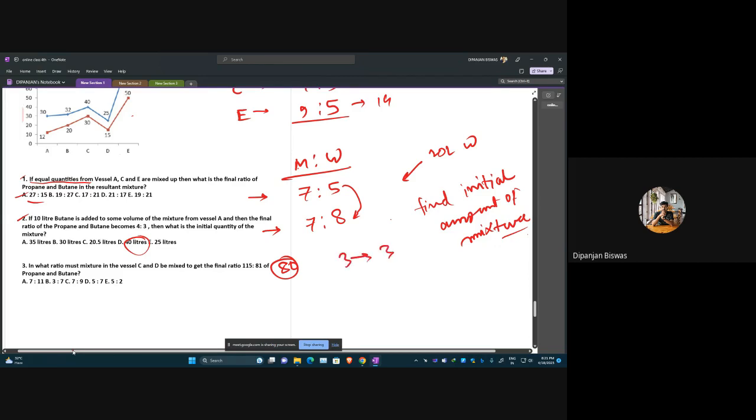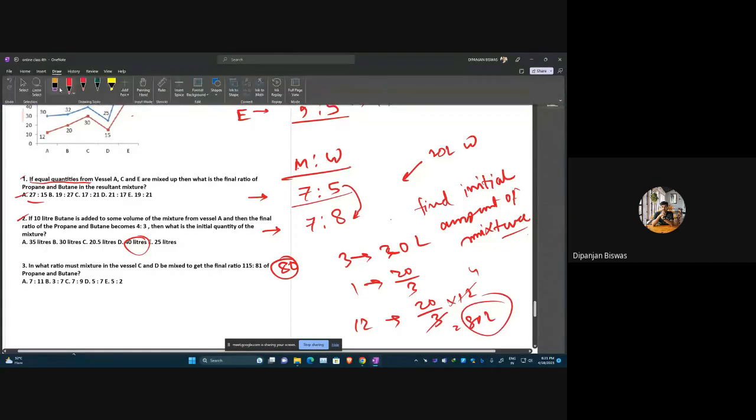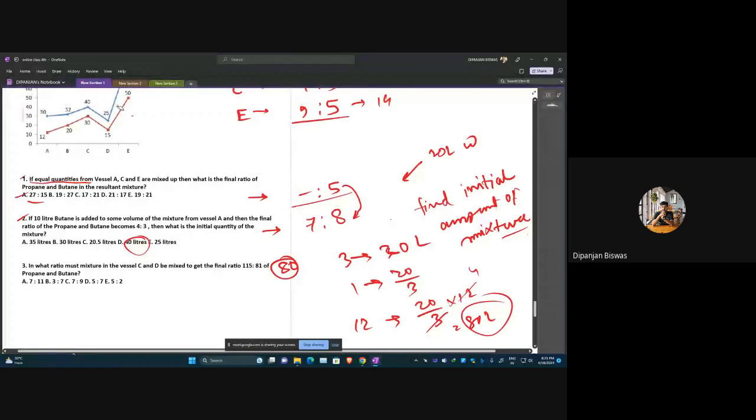So 3's value is 20 liter as given in the question. 1's value should be 20 by 3. And to find the total quantity of initial mixture, that is 5 plus 7, 12, 20 by 3 multiplied by 12, 4. So 80 should be the correct answer. I hope more than one of you were actually able to solve the question.